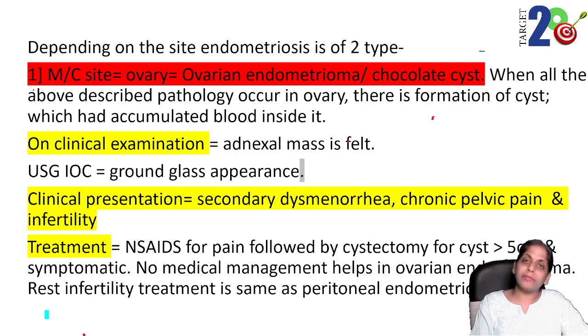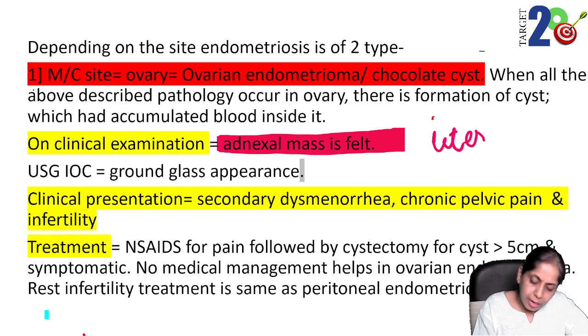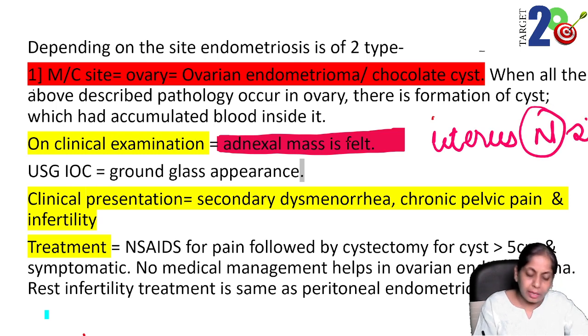Now when we clinically examine this patient, the patient will have an adnexal mass. We will feel the adnexal mass on the side where the chocolate cyst is. The uterus will be of normal size. Note should be made: the uterus will be of normal size. And what is the investigation of choice?